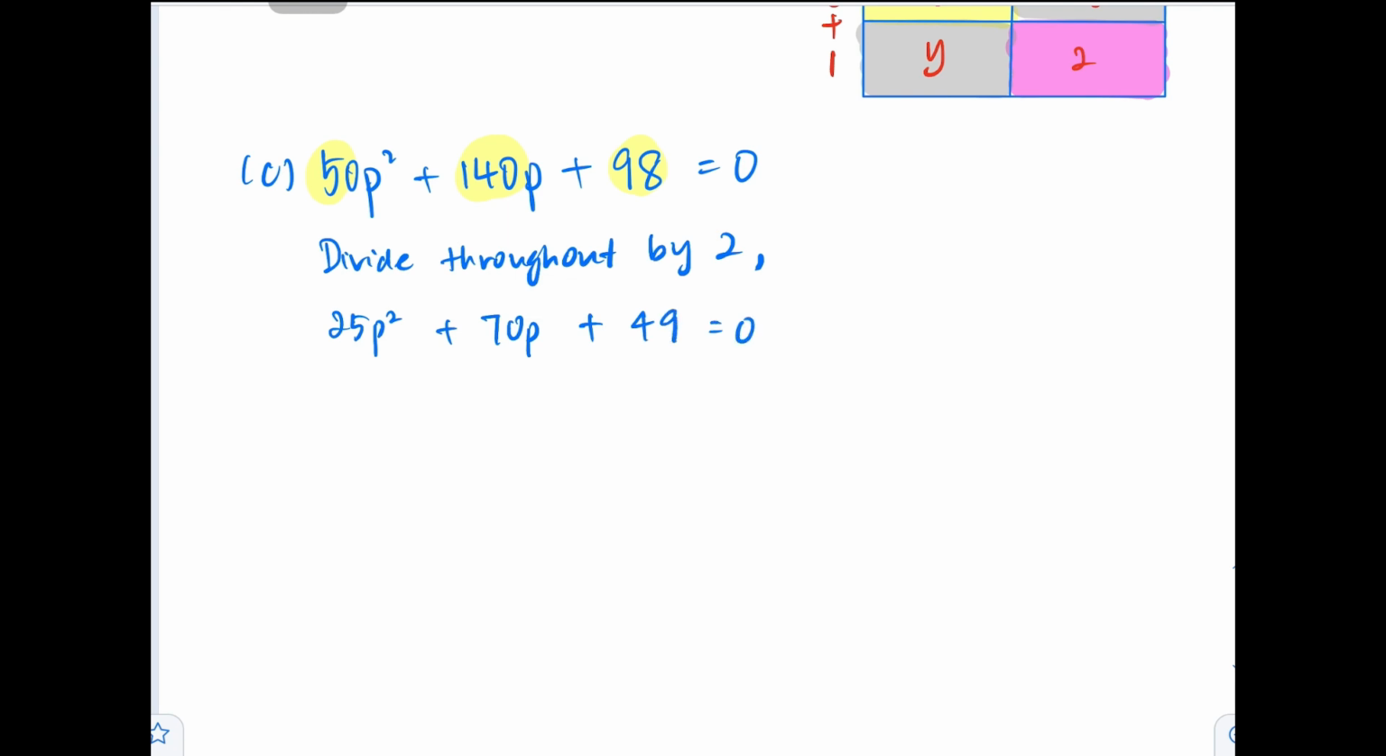Now when you do this, do you notice that 25p squared can actually be rewritten as (5p) squared? 49 can be rewritten as 7 squared.